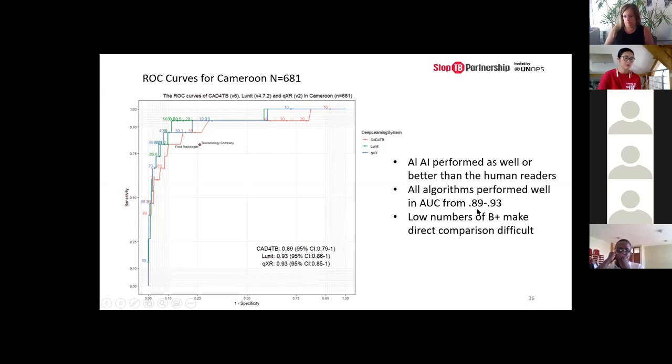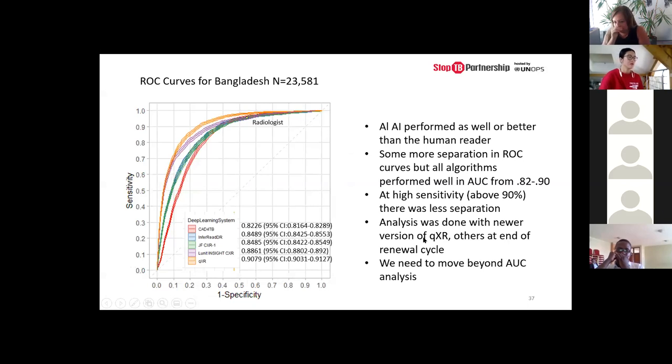Now, if we go to the final one with Bangladesh, and that's the one that Jijen will also talk about, many more numbers, 23,000, gives you much closer confidence intervals. Again, you can see relatively good performance, not as good as the other 2 that we showed, from 82 to 90 in terms of AUC. The well-experienced human radiologist did not perform any better than the algorithms. I think one of them performed statistically significantly better than the human reader.